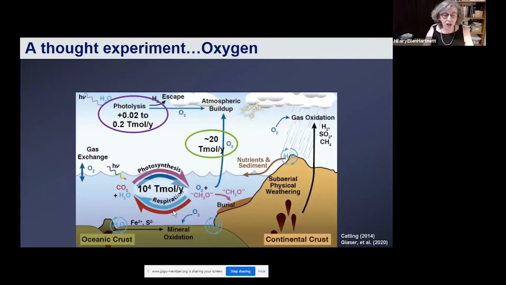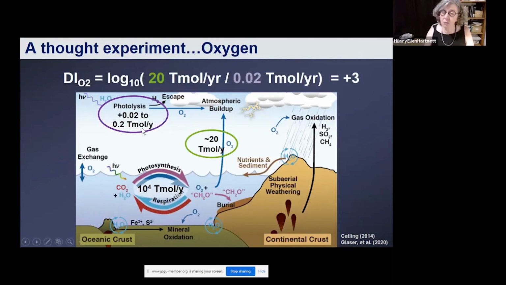These are large fluxes, about 10 to the 4th teramoles of oxygen per year, being produced through photosynthesis and consumed through respiration. And there's a net export of 20 teramoles of oxygen to the atmosphere every year. So that's the biological production term. There's also abiotic production due to photolysis. And that photolysis term only produces about 0.02 teramoles per year. So the biological production term is much bigger.